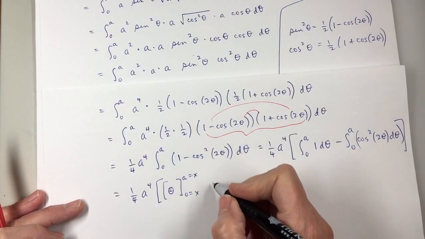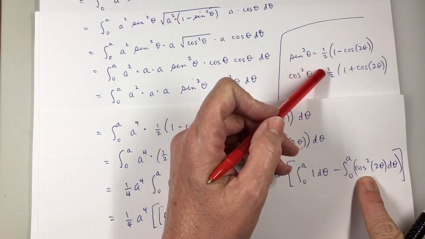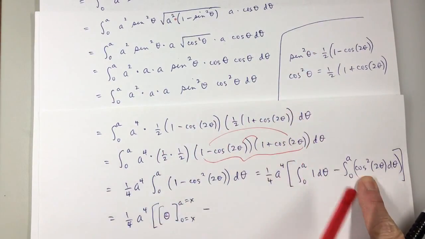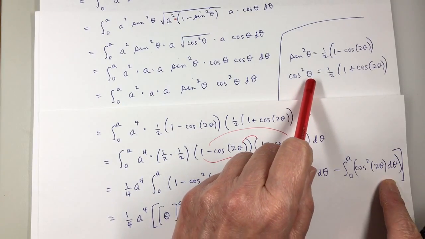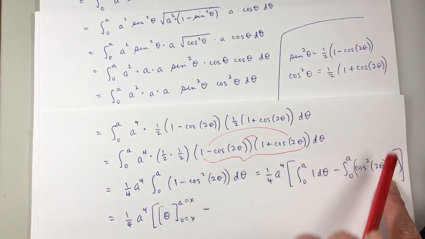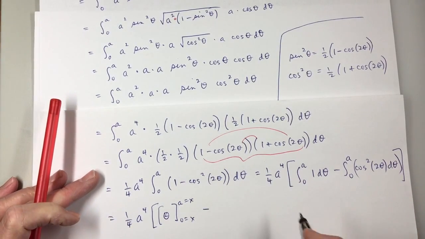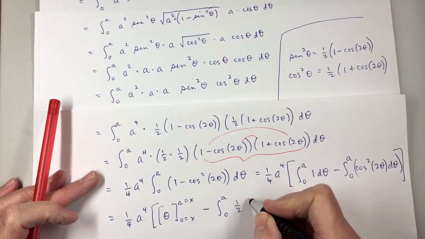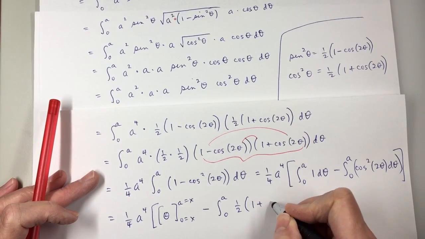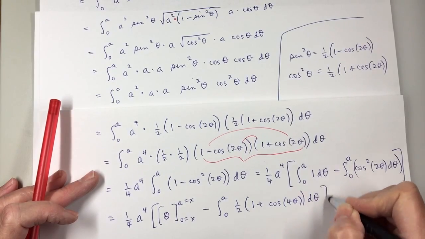And then I'll have minus, I need an identity here. Look, I have the identity right here on the previous page. And my angle this time is 2 theta. Now what you want to see is this 2 theta, that's represented right here. What happens when I use the identity is this angle doubles. This will become 4 theta. So I'm going to have the integral from 0 to a of 1/2 times 1 plus cosine 4 theta d theta.